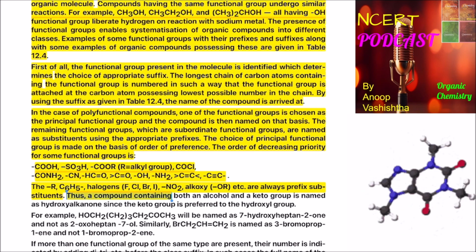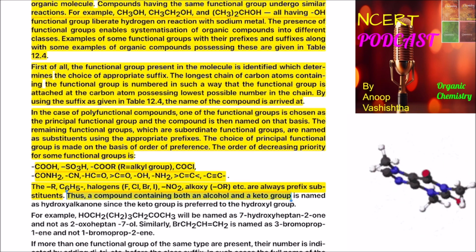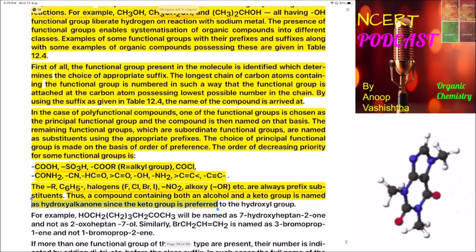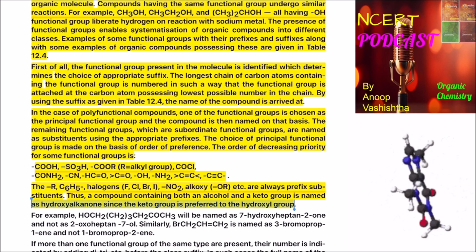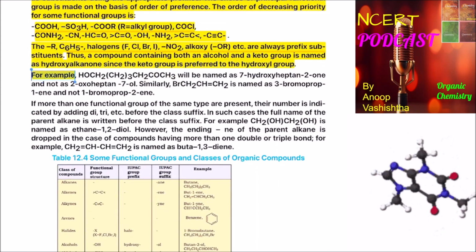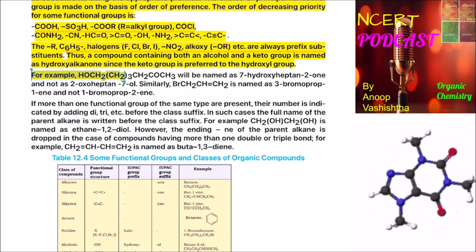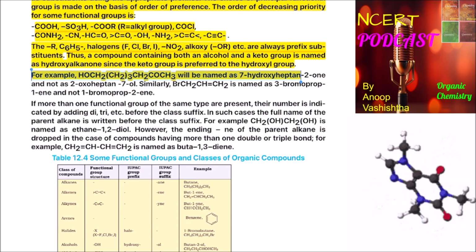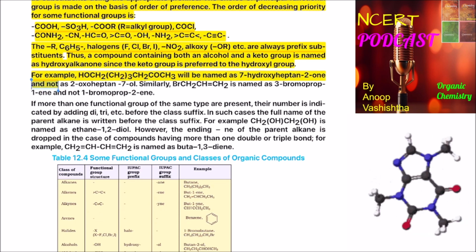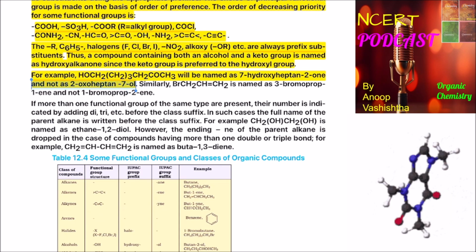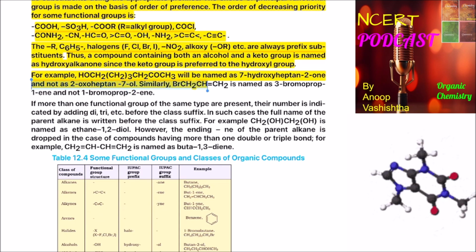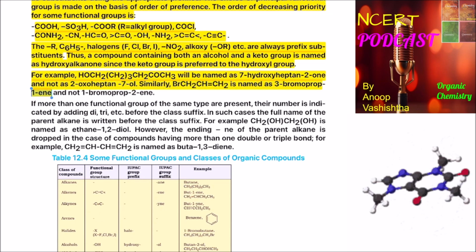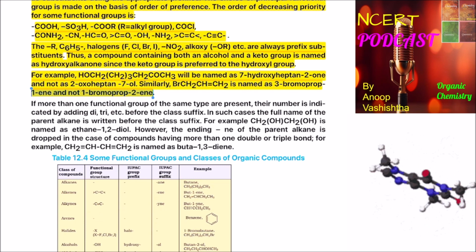Thus, a compound containing both an alcohol and a keto group is named as hydroxyalkanone since the keto group is preferred to the hydroxyl group. For example, HOCH2(CH2)3CH2COCH3 will be named as 7-hydroxyheptan-2-one and not as 2-oxoheptan-7-ol. Similarly, BrCH2CH=CH2 is named as 3-bromoprop-1-ene and not 1-bromoprop-2-ene.